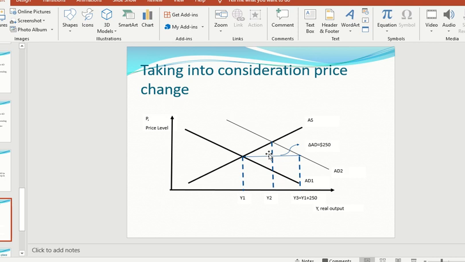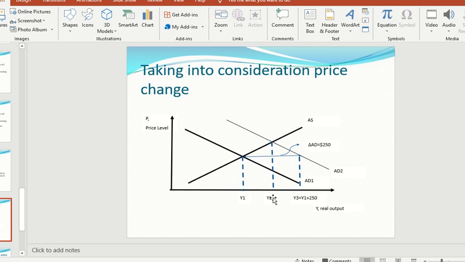Okay. So this is the initial equilibrium output level, Y1. So you can see that with an increase in aggregate demand, the price level is actually not held constant at this level. The price level increases. Okay? So we have a new equilibrium price, which is higher, and the new equilibrium output level at Y2.